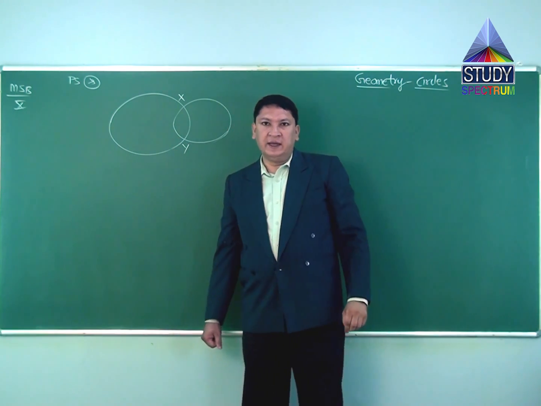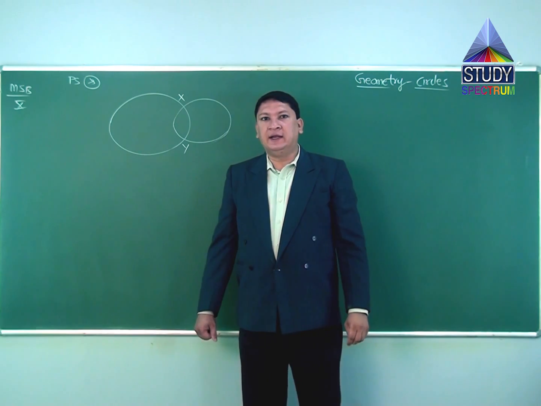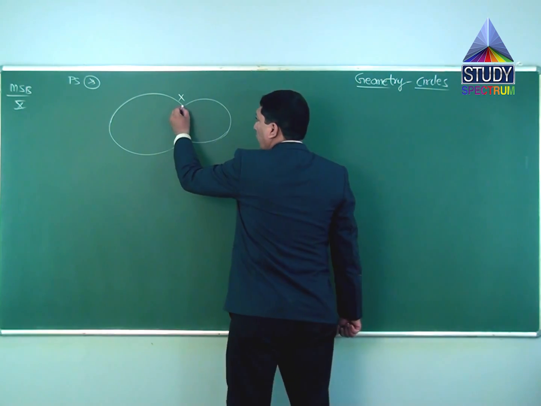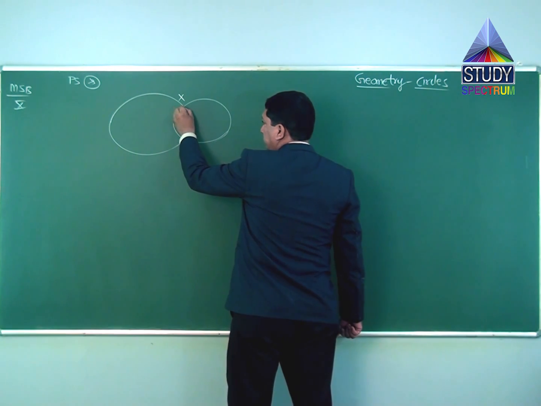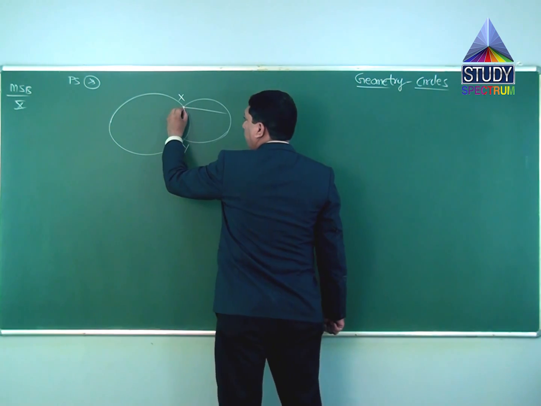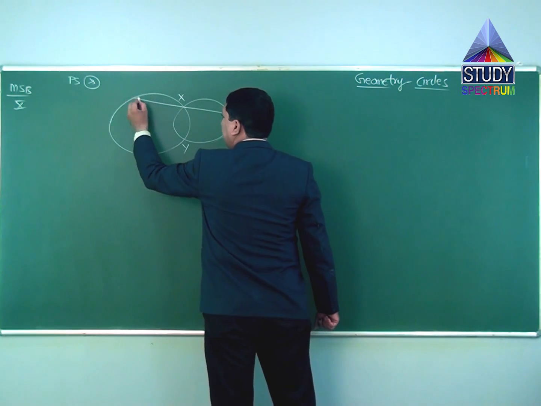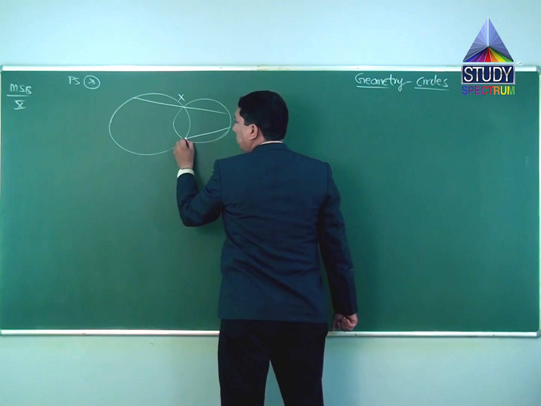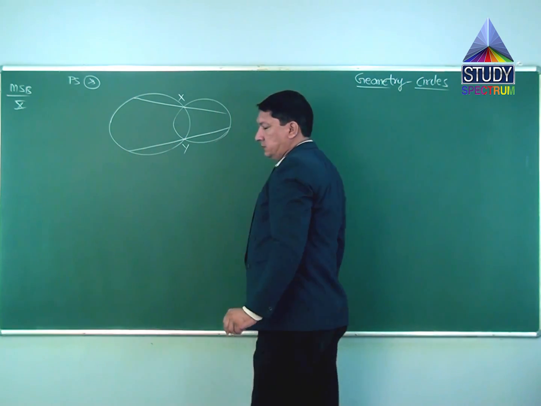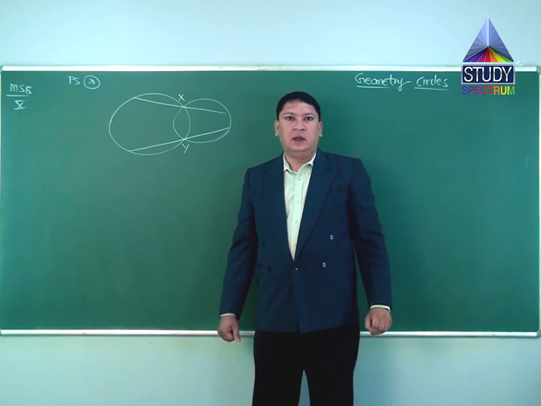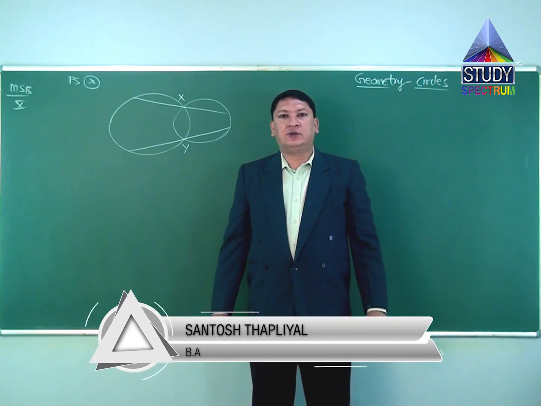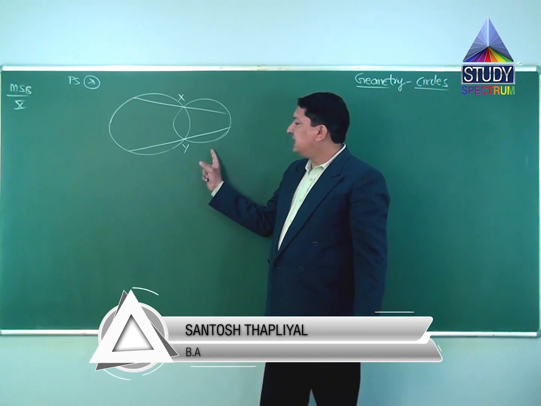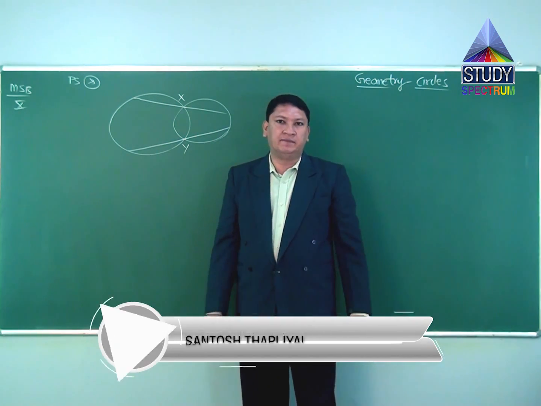Then the question goes this way: a secant through X and Y intersects one of the circles in A and D. So one secant is drawn from X. I have drawn one secant, and there is one more secant drawn from Y. That also I have drawn. The secant through point Y is again intersecting one of the circles at points B and C.